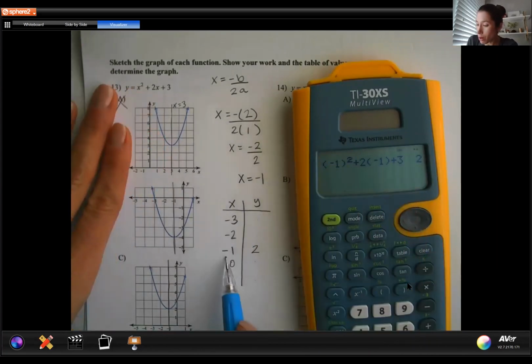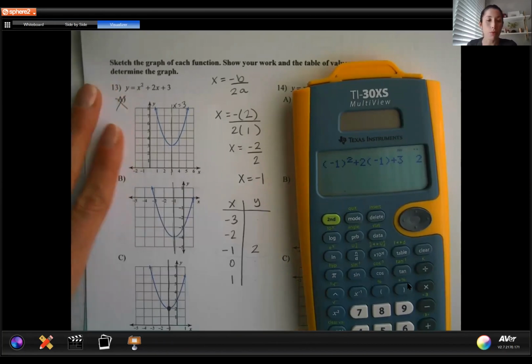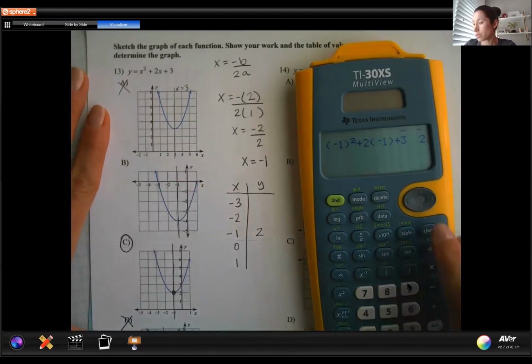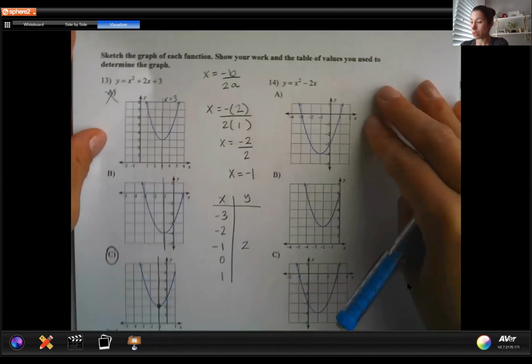So if we're looking for negative 1 comma 2, that would be this point right here. This is negative 1 comma negative 4. So we know that C has to be the correct graph for this equation. We'll try that again on question 14 as well.